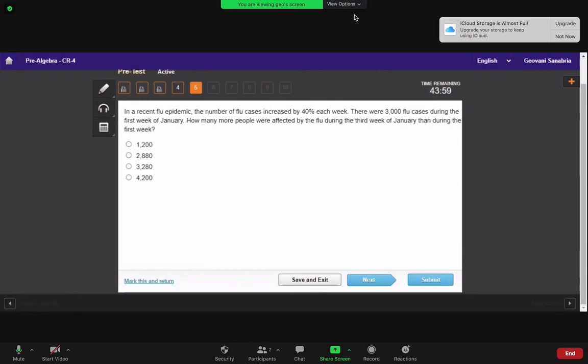Wait, how many more people were affected by the flu during the third week of January than during the first week? I thought it was the second week. Me too. There were 3,000 flu cases during the first week of January. How many more people were infected by the flu during the third week than during the first week? So you're doing the same thing, except you increase by 40% two times, and then whatever you get, you subtract the first week, which was 3,000. Does that make sense? Yeah.